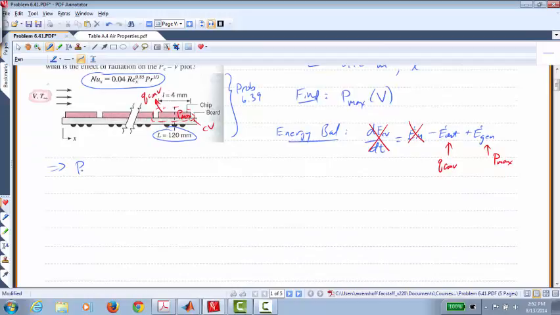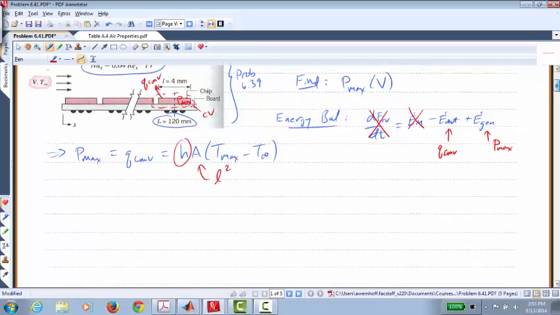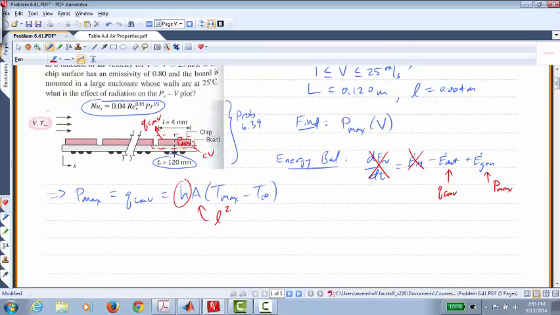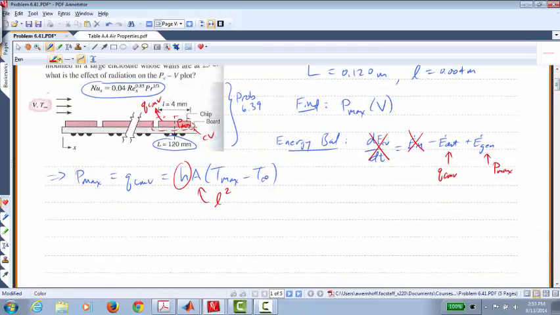We just simply get that your power is equal to the convection heat transfer, which of course is hA. In our case here, the chip temperature is at T max, and the fluid temperature is T infinity. And we know the area is little l squared because it's a square chip. So the only thing really that remains is we have to figure out what the heat transfer coefficient is. We're provided with the Nusselt correlation, so that makes life much easier for us.